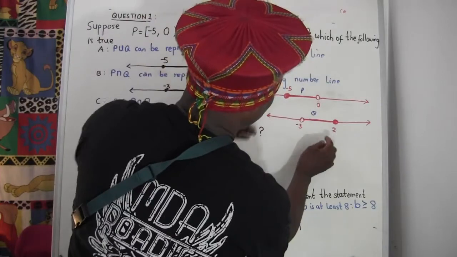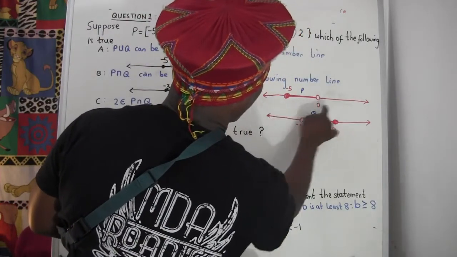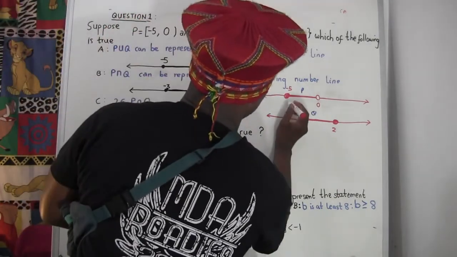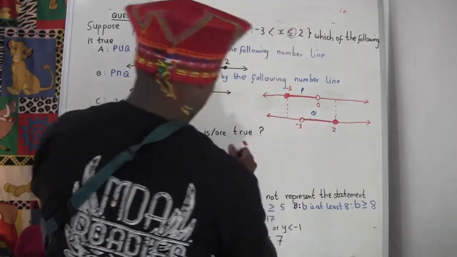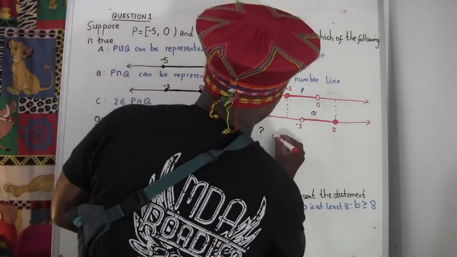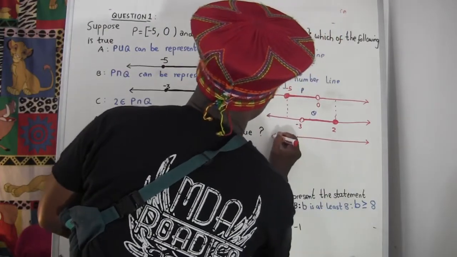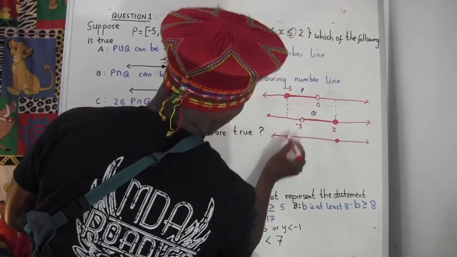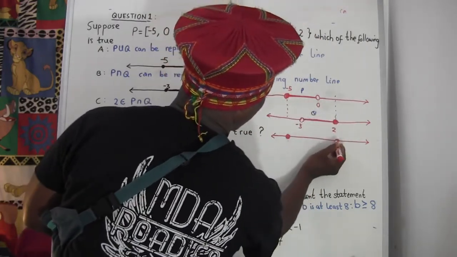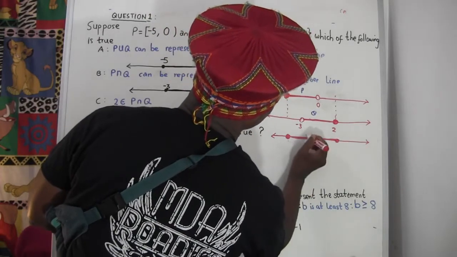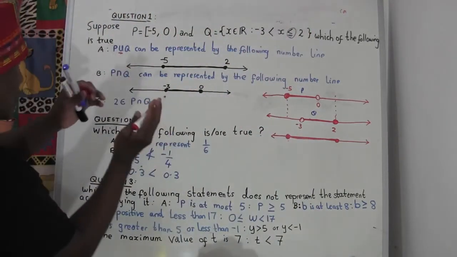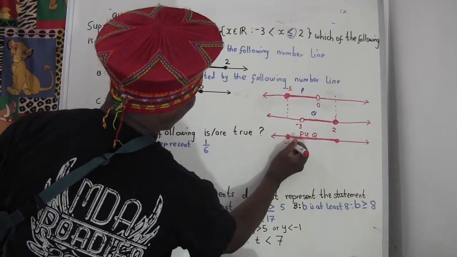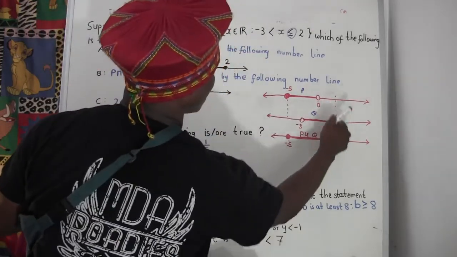Joining them together means everything is going to start from -5 all the way to 2. We're going to start from here and end up here. So if you have a single line for togetherness, when you unite, it starts from -5 all the way to 2. And you see, this is including where it starts, and it's going to stop at 2. This is what we have when we unite. This is called union. So this is P union Q, and it starts from -5 all the way to 2.